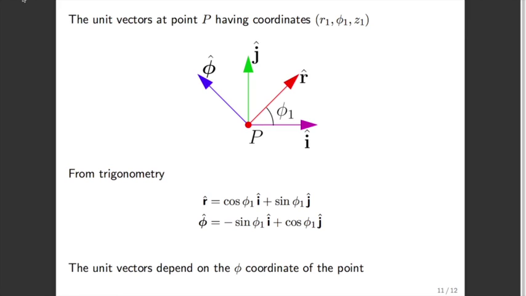So from this, we can clearly see that the unit vectors depend on the phi coordinate of point P as they depend on cos phi1 and sin phi1. So this explicitly shows that the unit vectors r hat and phi hat are indeed dependent on the position of the point.